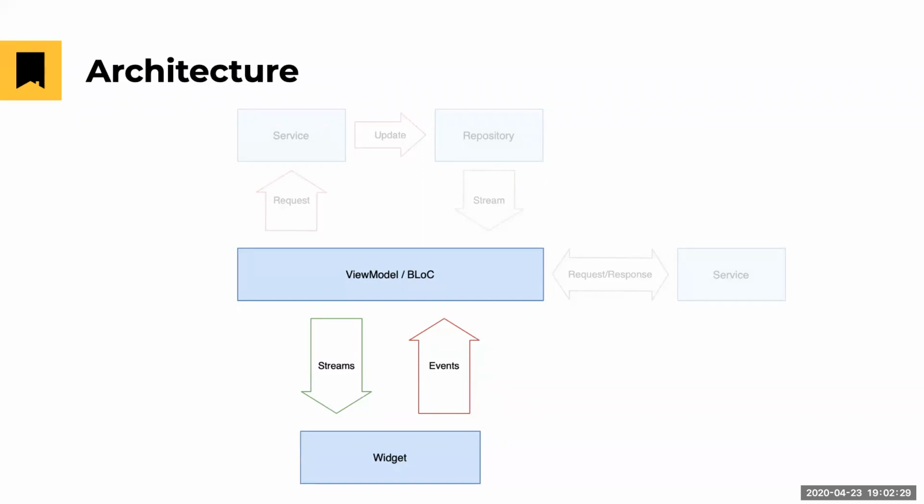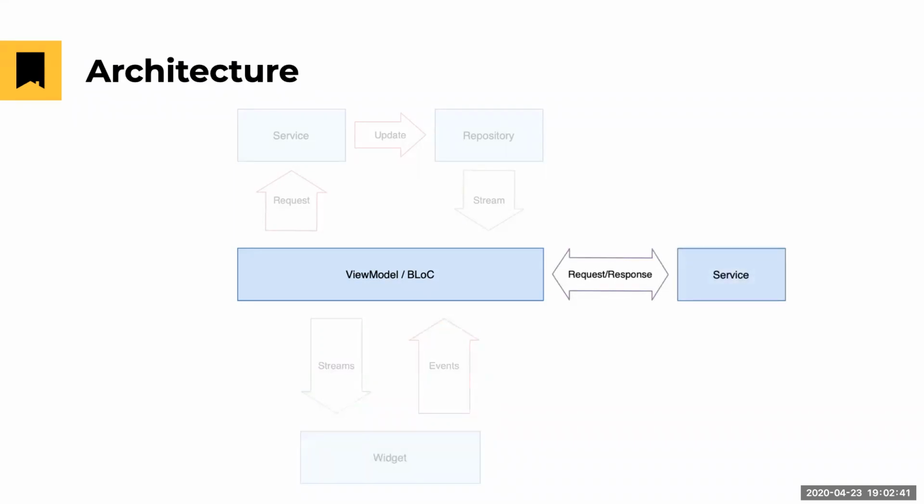In a simple case, a view model can just change its observable properties based on these events and propagate these changes back to the widget. In a more complex case, view model can use some service, for example, an API service, to retrieve some data. It sends a request and receives a response. It can be both synchronous or asynchronous request. Based on the response of the service, some of its observable properties can change. And again, these changes will be propagated to the widget.